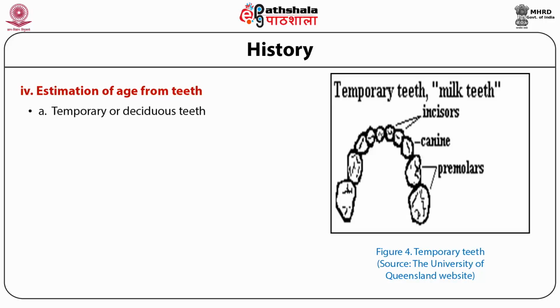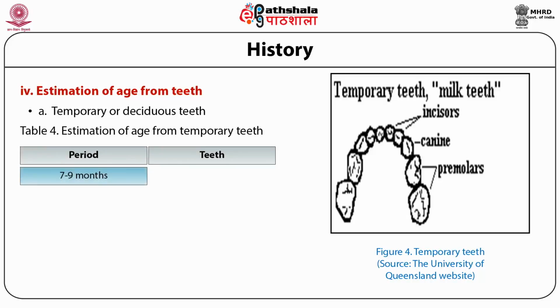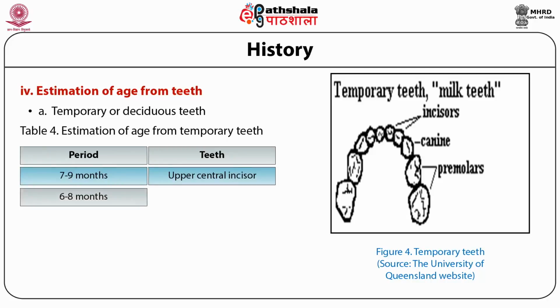First, the temporary or deciduous teeth. Estimation of age from temporary teeth. If the period is 7 to 9 months, there is eruption of the first central incisor. Similarly, if the period is about 6 to 8 months, we see the appearance of the lower central incisor.